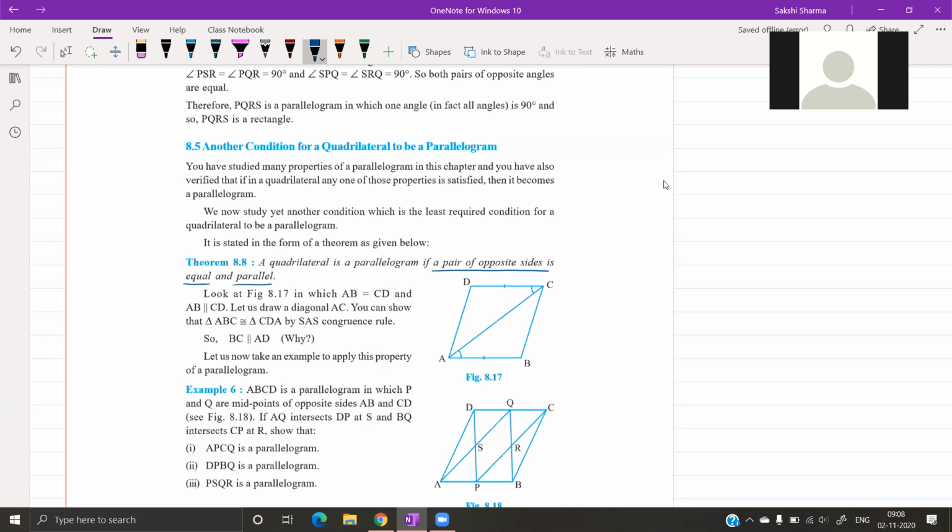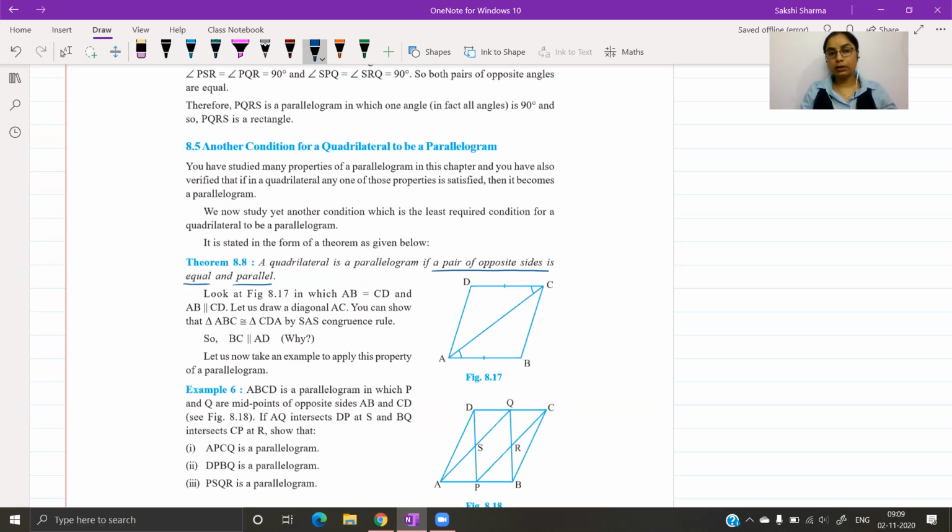Yes, ma'am. Now what we can do is, if we have to prove that a quadrilateral is a parallelogram, according to those two results, either we prove that both pairs of opposite sides are parallel, or we prove that both pairs of opposite sides are equal in length, not parallel. Even then we can say that the quadrilateral is a parallelogram. But in both those results we have to work with both the pairs of opposite sides.